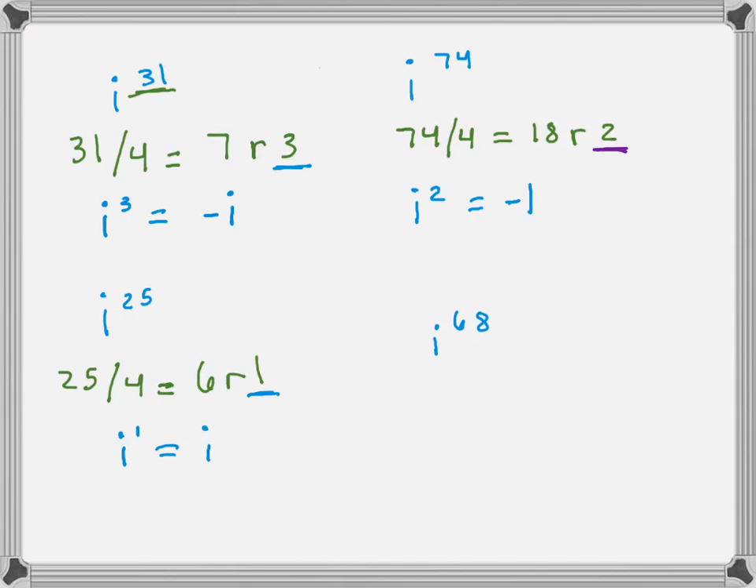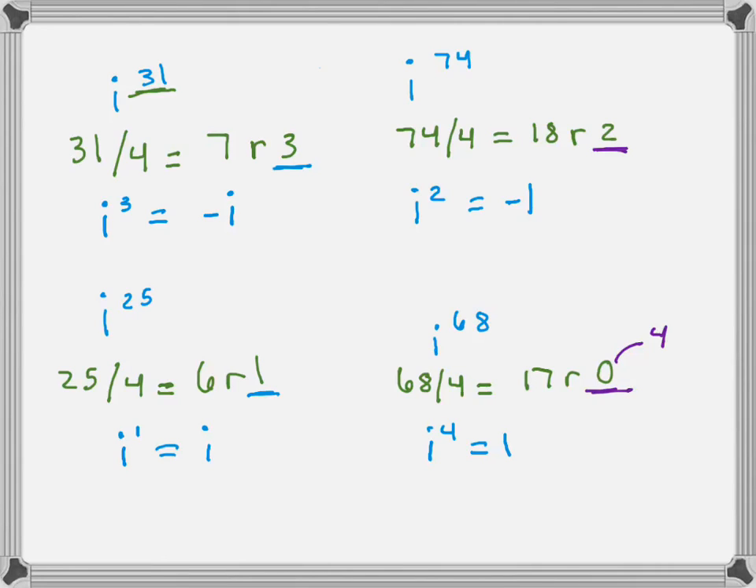And then looking at our last example, we have that this is 68 over 4, which is just going to equal 17 remainder 0. Now, the important thing to remember here is that when we have a remainder of 0, this is also equal to 4, because we're looking at it in terms of how far away it is from 4. So if it's 0 away from 4, that means that it's going to be a power of 4, right? So if it's a 0, then this just becomes I to the 4th, which also equals 1.